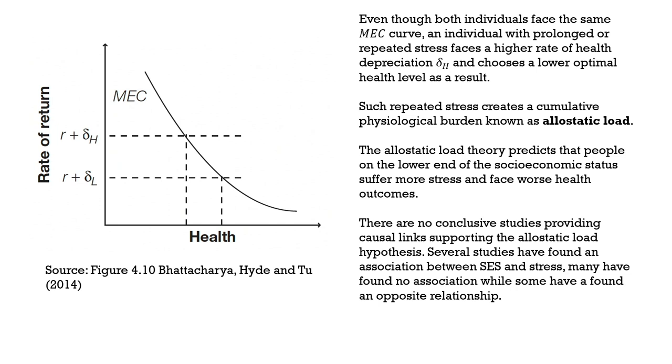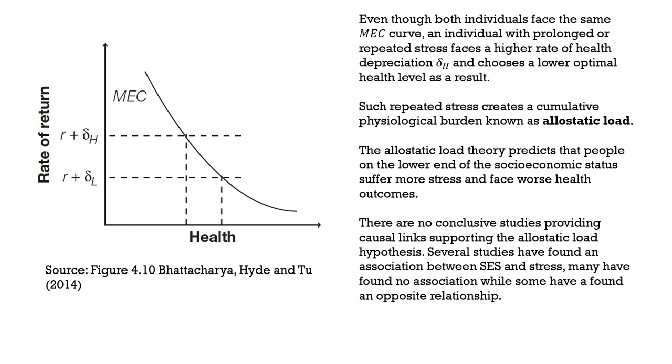So, this can be shown visually here. In this figure, on the x axis is shown health and the y axis returns on health. We have already been introduced to the marginal efficiency curve. R plus delta H shows high levels of depreciation or high rate of depreciation, and R plus delta L shows low levels of depreciation or low rate of depreciation.